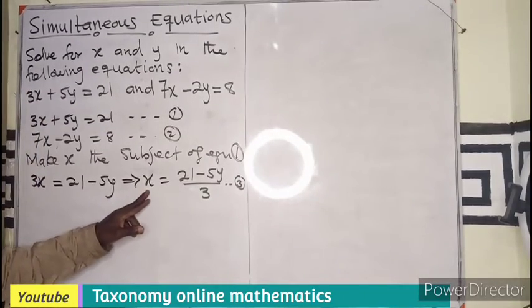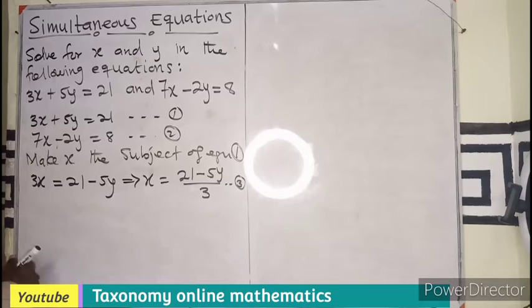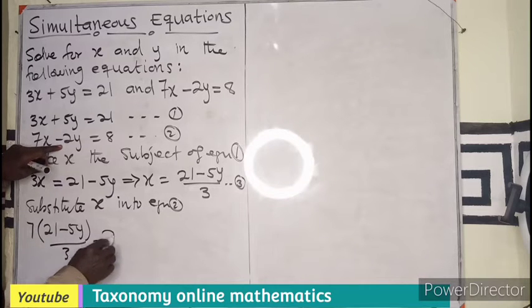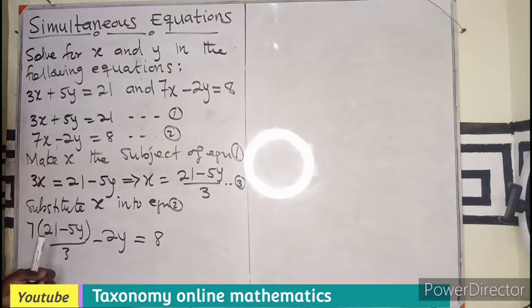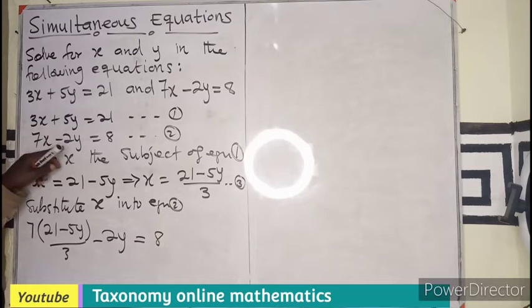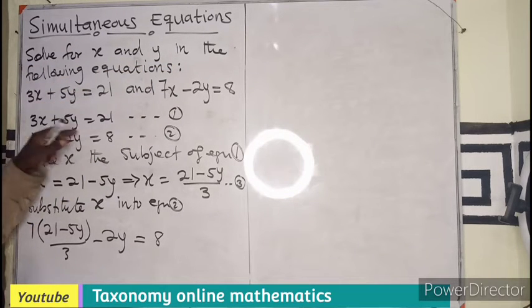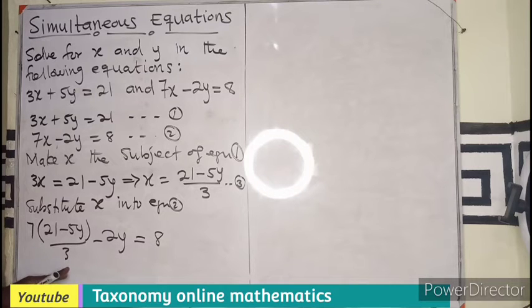So now that we make x the subject in only equation 1, we are going to put that into equation 2. So substitute. That will be 7 into bracket x, which will take our 21 minus 5y all over 3, minus 2y equals 8. Don't forget, if you make x or y the subject in equation 2, your solution has to be put into equation 1. So here we are having LCM 3, 1, 1. That will still be 3. So multiply through by 3.